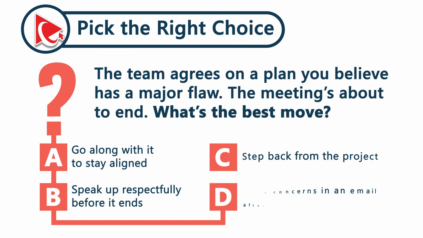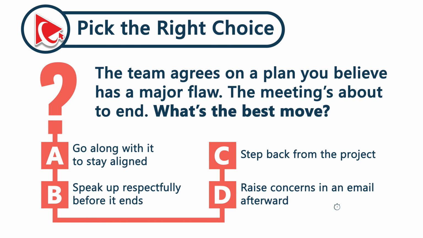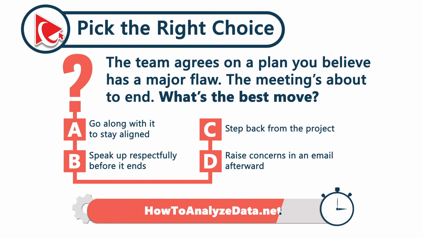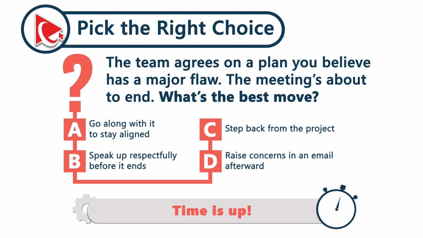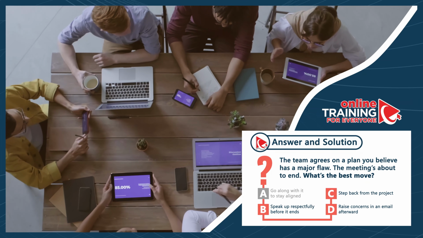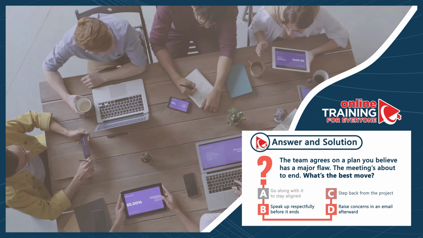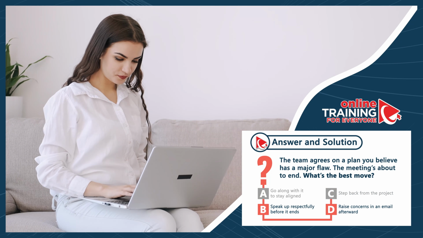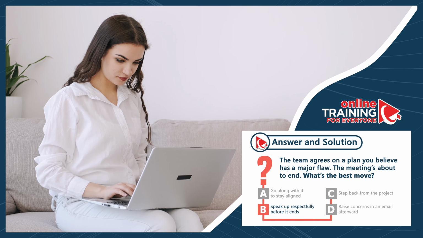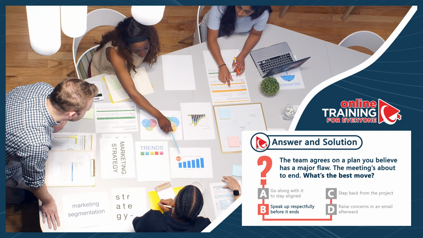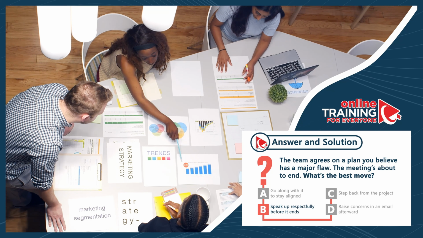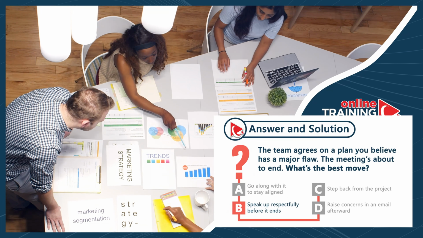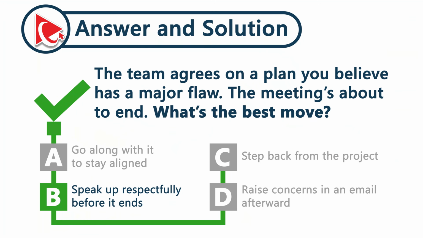Your team agrees on the plan, but you see a big flaw. The meeting's ending fast. What should you do? Going with the flaw might seem easy, but what if no one else spotted the risk? Stepping back or sending an email later? You will miss the chance to influence the outcome. Your best move, speak up respectfully while the group is still together. It shows courage, collaboration, and might even save the team from a costly mistake. So the correct answer here is choice B.